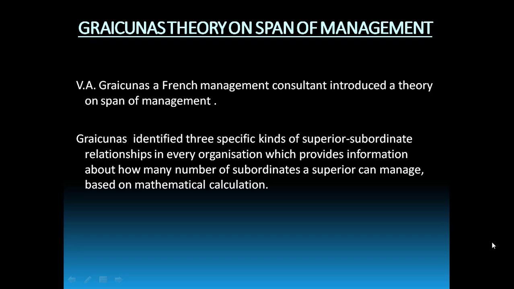Who can decide that? So Graicunas gave a theory on span of management. Graicunas, who was a French management consultant, introduced a theory on span of management. He said that there are 3 specific kinds of superior-subordinate relationship in every organization. This relationship provides the information about how many subordinates a superior can manage, right?